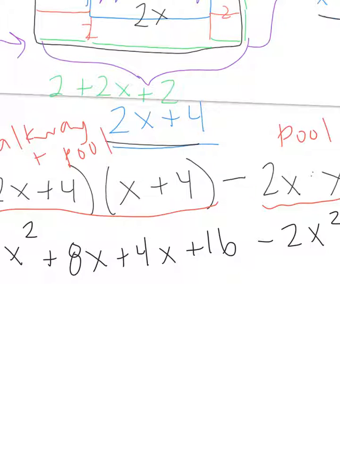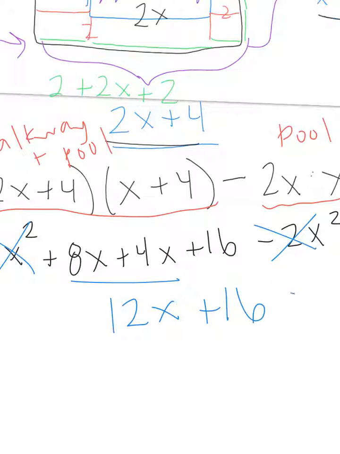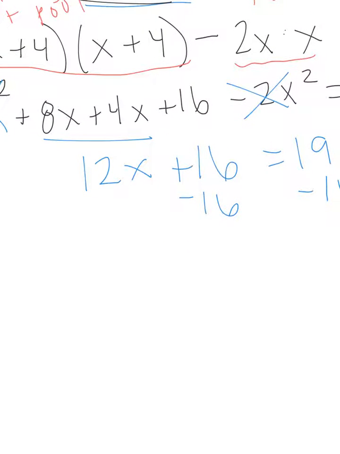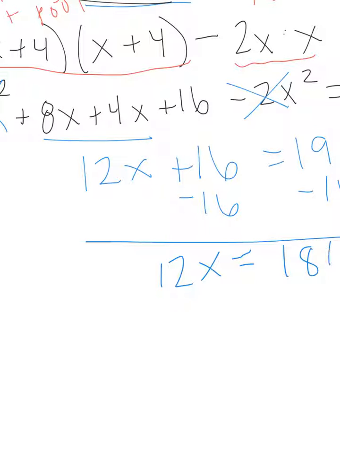So now let's combine some like terms that we can. 8x and 4x gives me 12x. My 2x squareds actually cancel out. So 12x plus 16 equals 196. Subtract 16 from both sides, and I get 12x equals 180. And then I want to divide by 12 and get x equals 15.